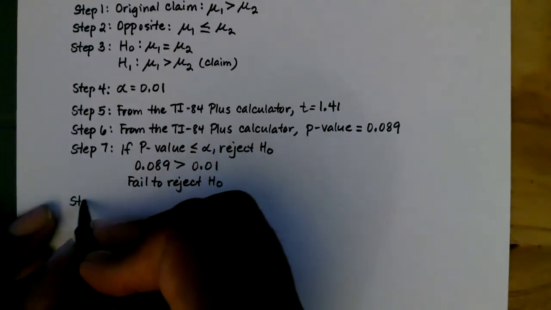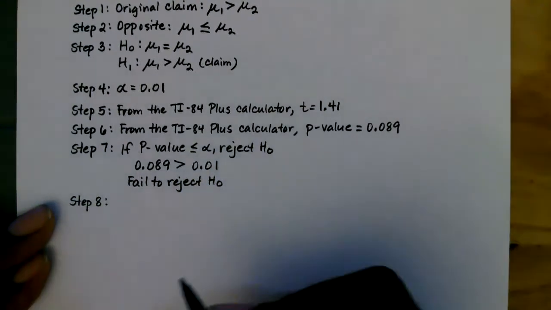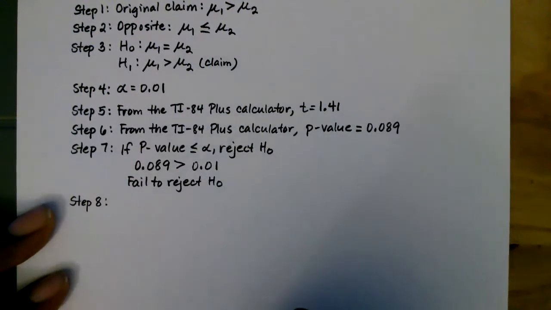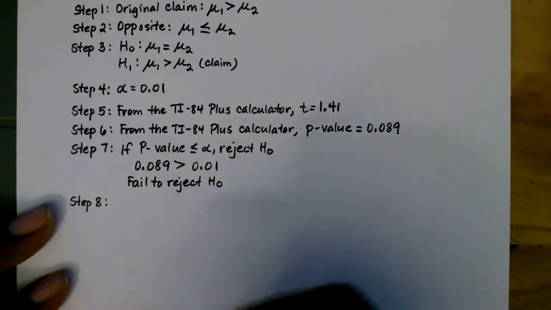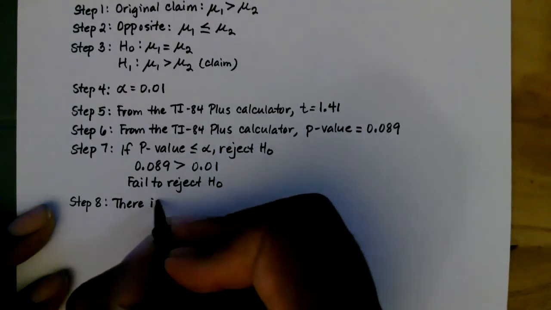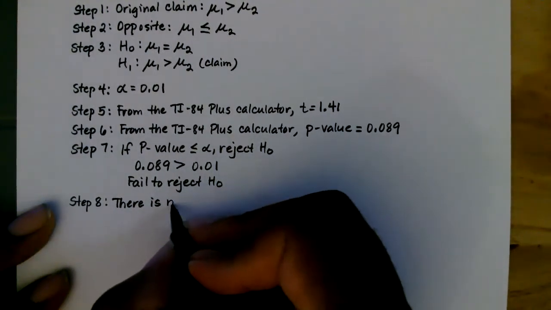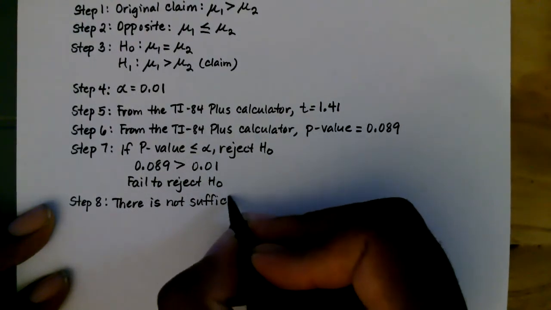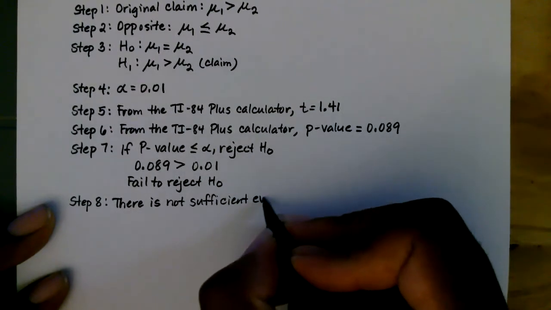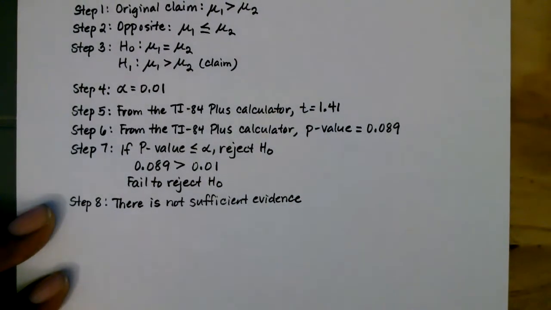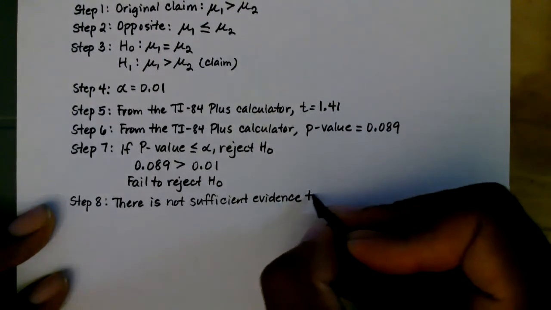And then step number 8 is the conclusion. Well, the claim was the alternative hypothesis. I failed to reject that null hypothesis. That means that there is not sufficient evidence to support the claim. So my conclusion statement for this situation is that there is not sufficient evidence to support the claim.